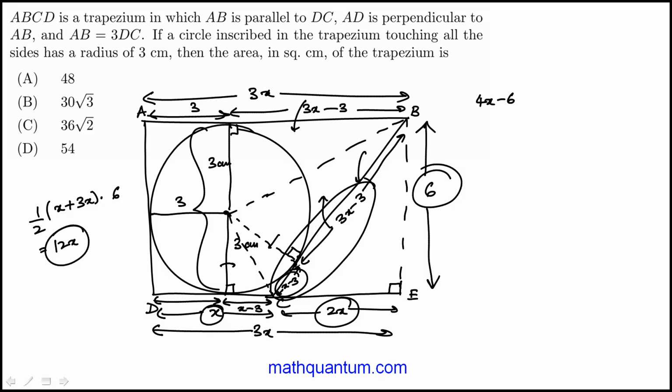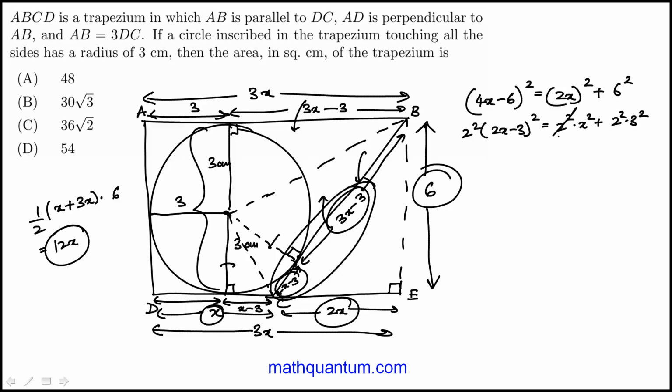If I add those two, that's your hypotenuse, squared is equal to 2x squared plus 6 squared. And you'll notice that I can factor out a 2 here. That will become 2 squared. And same thing here, 2 squared, and then 2 squared, 3 squared. This is just to reduce these terms. So that's my quadratic. I'll square that.